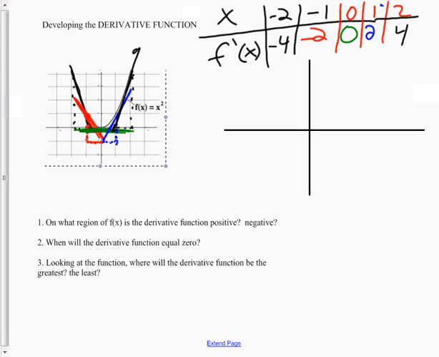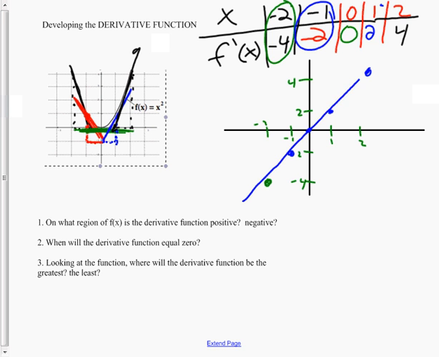Now what we can do is plot all these points. When x equals negative 2, our derivative is negative 4. When x equals negative 1, our derivative is negative 2. We're just plotting these points. Then we've got the points 0, 0; 1, 2; and 2, 4. And what we get is a straight line, and this is a graph of my derivative function.